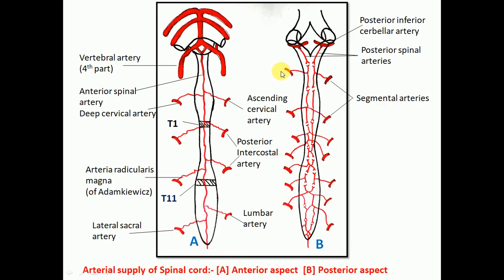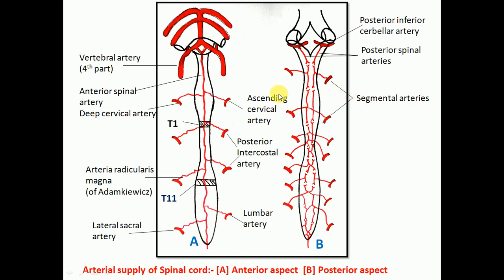Now arterial supply of the spinal cord. This diagram A showing the anterior aspect, diagram B showing the posterior aspect. It is mainly supplied by the anterior spinal artery, 2 posterior spinal arteries, and segmental or radicular arteries.